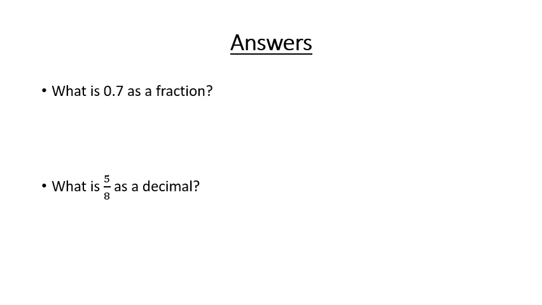Now, in our first question, the last digit of our decimal is a 7. That's in the tenths column, so this becomes simply 7 over 10.